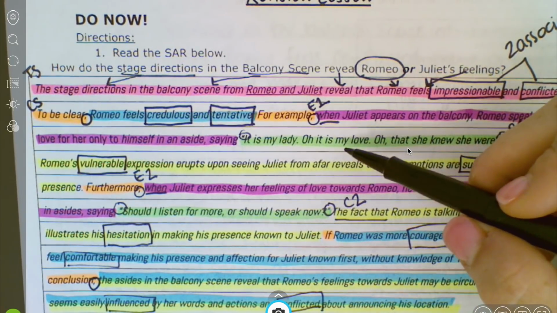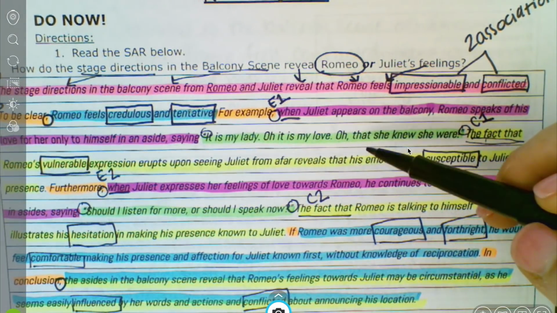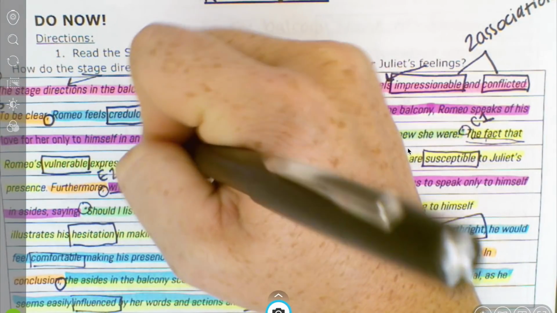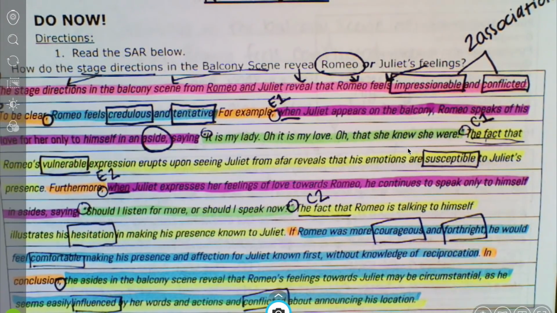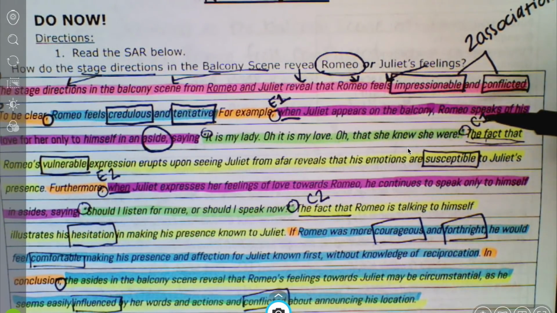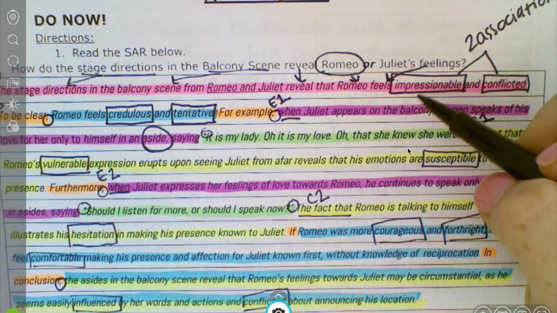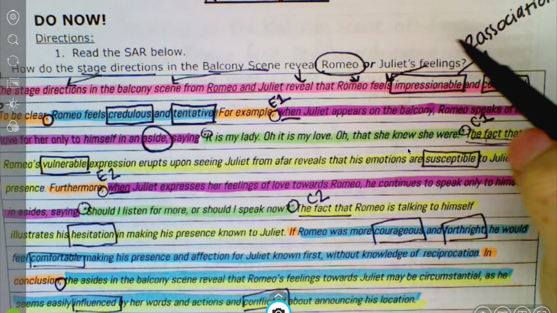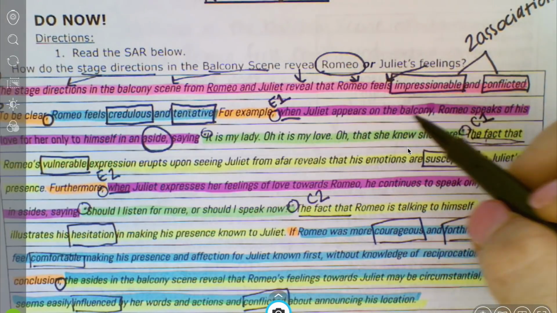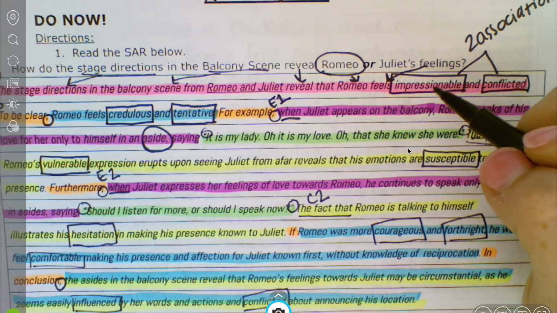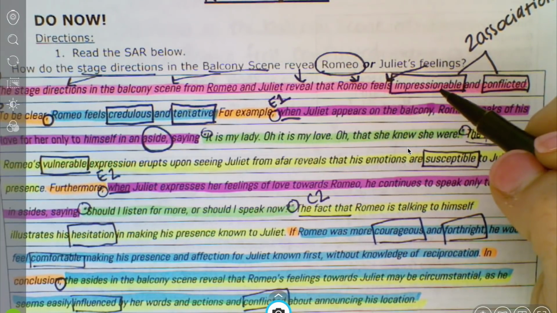The first piece of text evidence says, "It is my lady, oh, it is my love, oh, that she knew she were." All right? And I notice that he's saying this in aside. And in the aside, that's only to himself. Now, he is standing there, and he could easily tell Juliet that she is his love, that he loves her. But he chooses only to tell himself, which means he is waiting to hear how Juliet feels. He is impressionable or could be influenced by her feelings. So this does prove this association of impressionable.